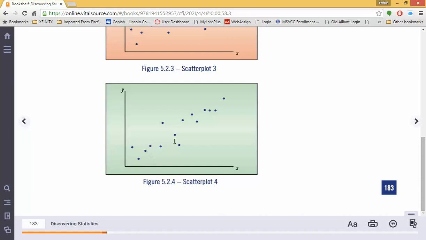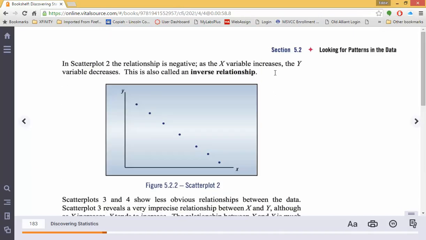You wouldn't want more educated criminals out there. But yeah, up left to right is a positive relationship. Down left to right is a negative relationship. And the negative relationship is also called an inverse relationship.